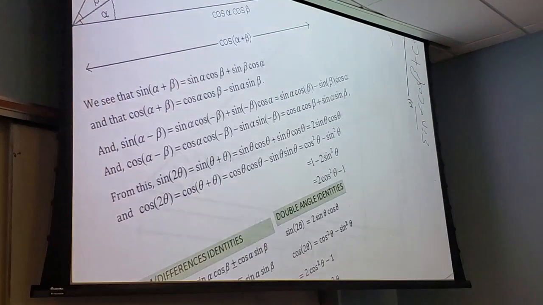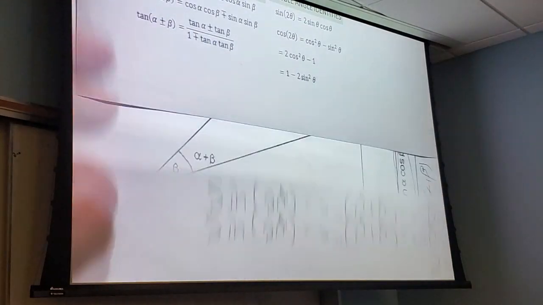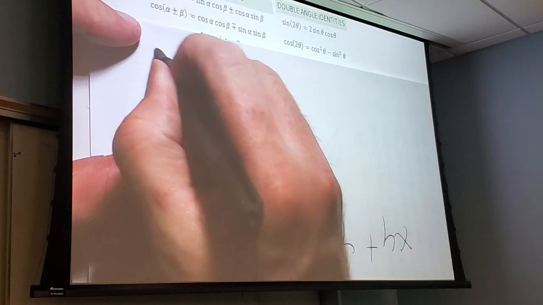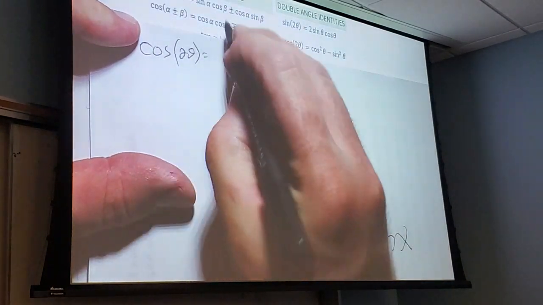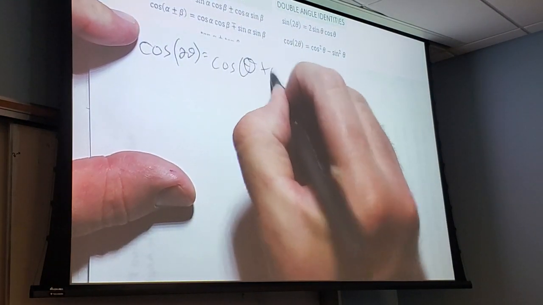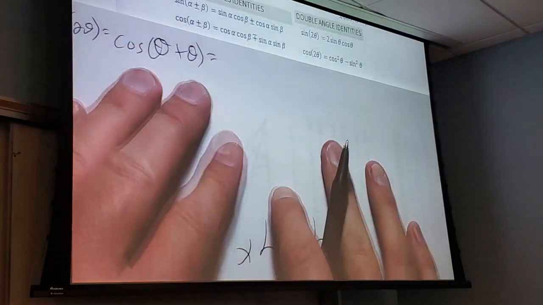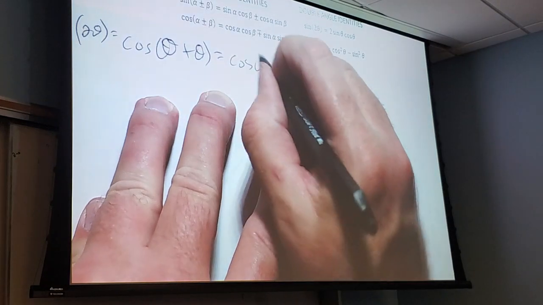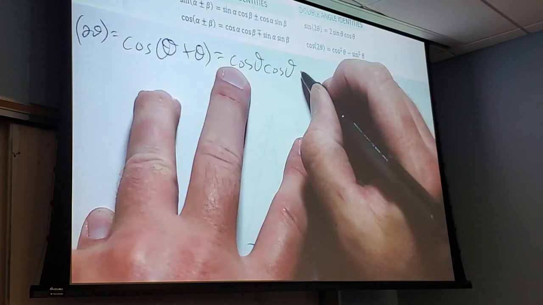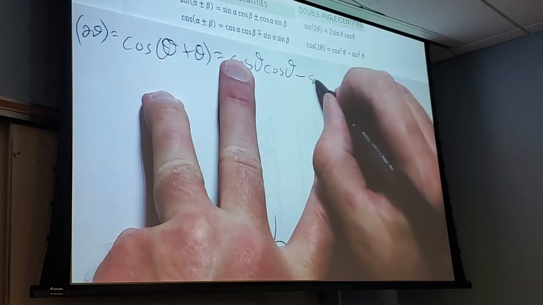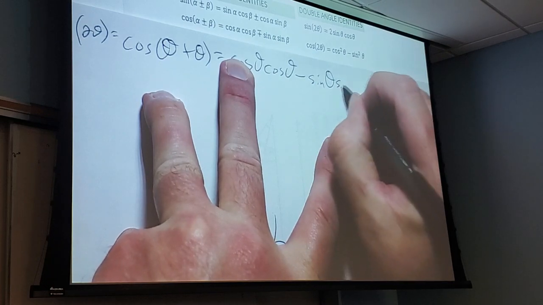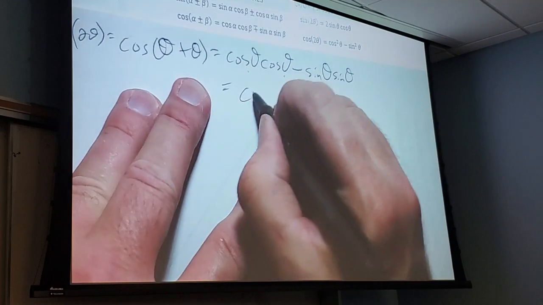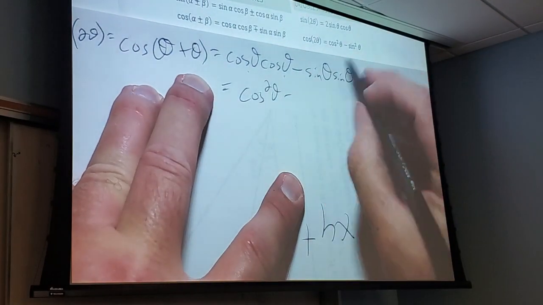So let's see, cosine. Cosine of 2 theta is cosine of theta plus theta. So this will be cosine of the first, cosine of the second, minus sine of the first, sine of the second. So what's cosine times cosine? Cosine squared. Minus sine squared.